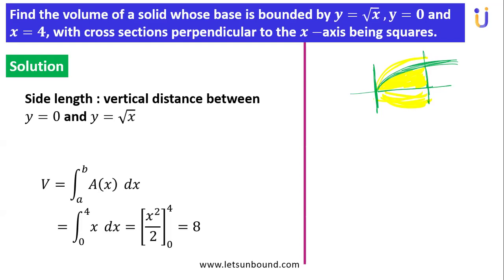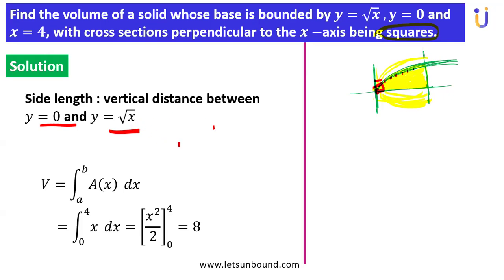So we need to find the side length because you're going to take the cross sections as squares, right? So the base will be y is 0 and square root of x. It's just a vertical distance and it won't be a number, like side length is not 5 centimeters. It will be a function. So here we have the vertical distance from y is equal to 0 to root x, and it will be varying, right? So what is the vertical distance from this to this? Root x.